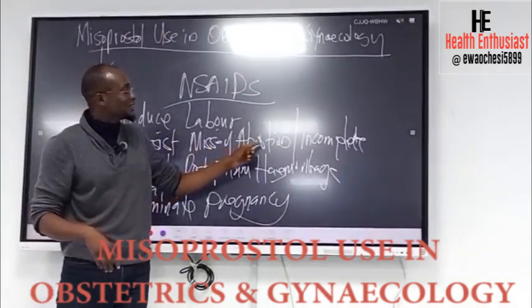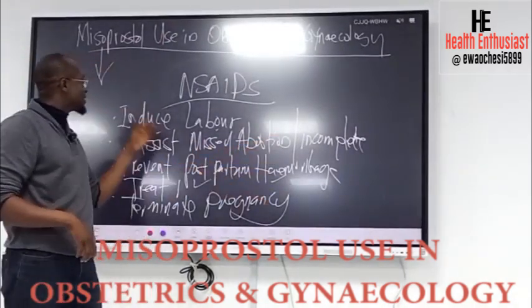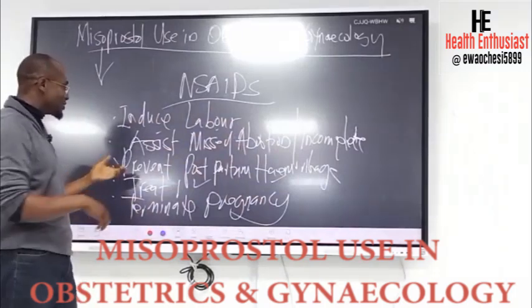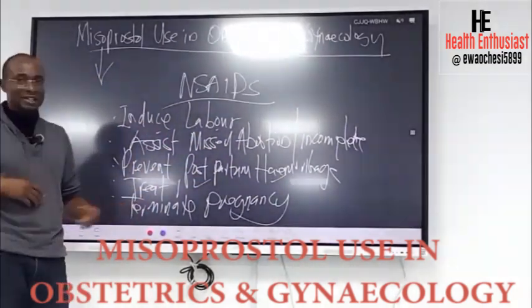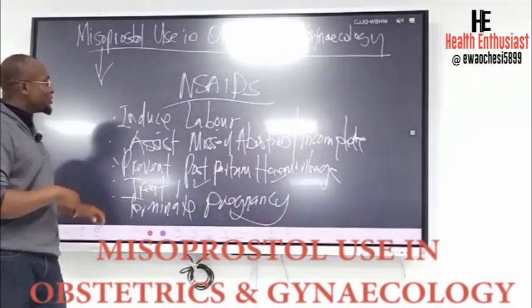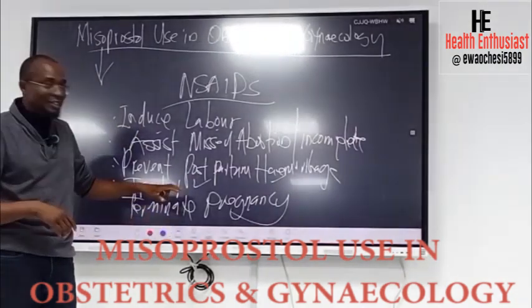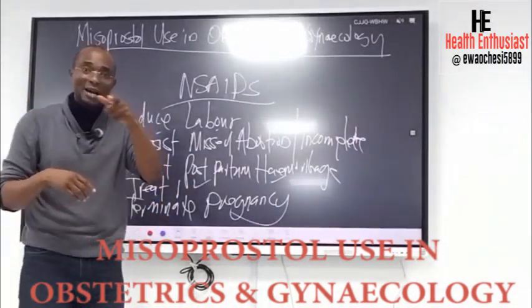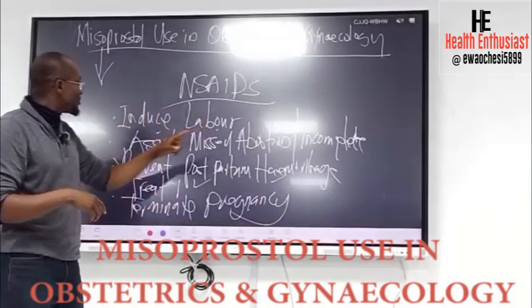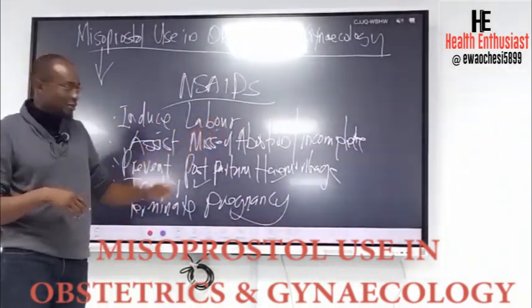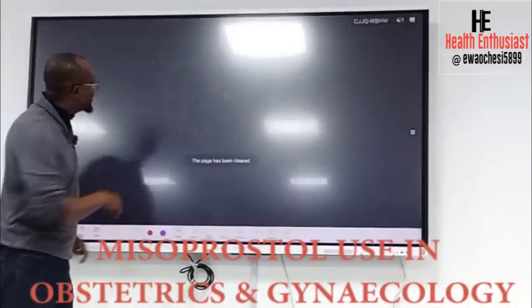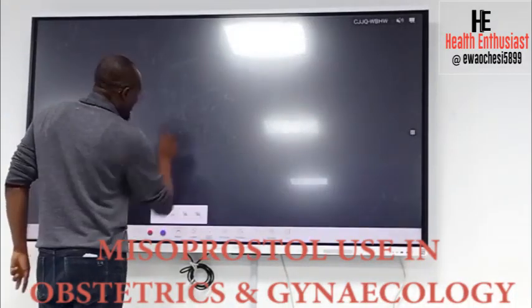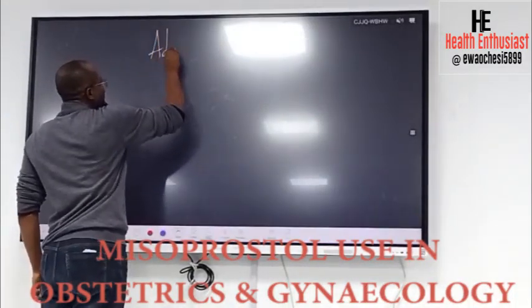Now, that being said, let's jump right into abortion, because I mentioned that misoprostol can be used to assist missed abortion, and then incomplete abortion. We can use it to induce labor. We can use it to prevent postpartum hemorrhage, treat postpartum hemorrhage, and then terminate pregnancy, right? So let's jump into abortion. Let's talk about abortion, and then we see how misoprostol can be used to induce labor, to assist the different types of abortion we have, prevent postpartum hemorrhage and all that, right?